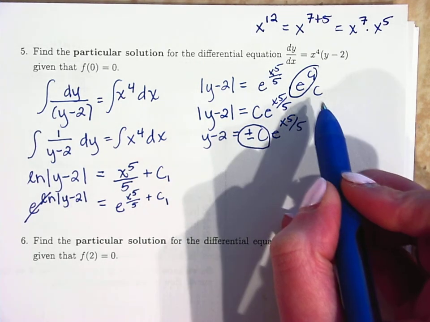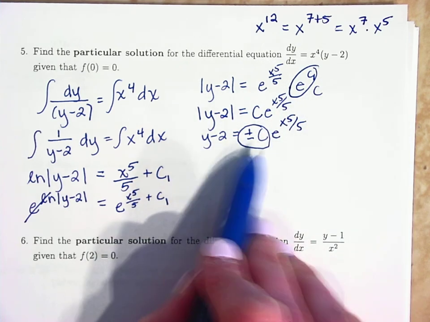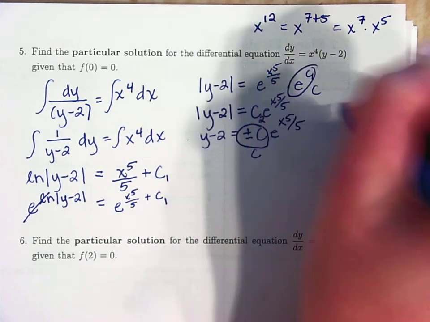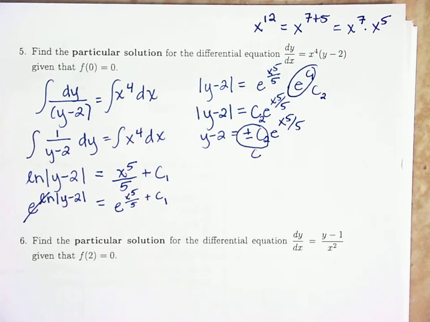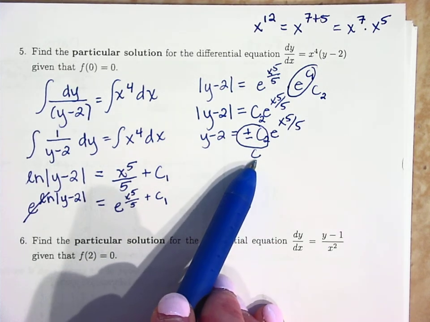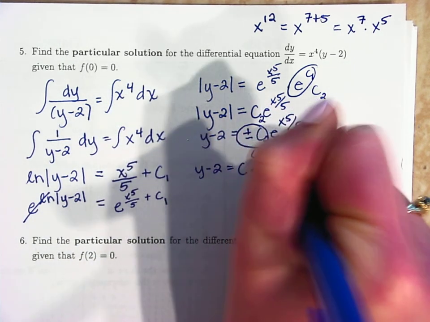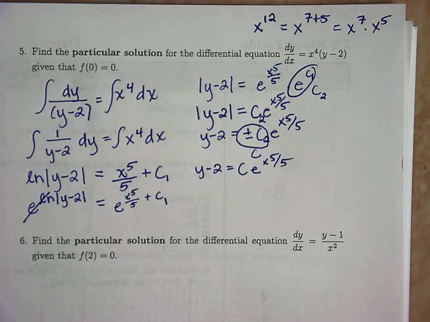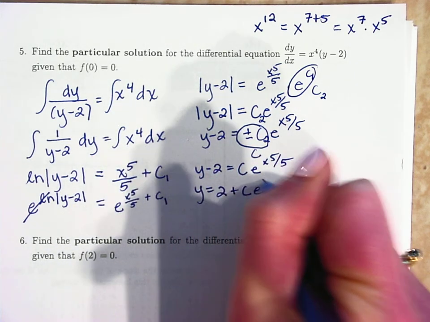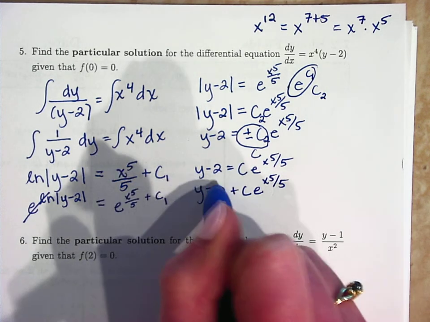But just like up here, when I called e to the c sub 1 c, now I'm going to call plus or minus c my new c value, which means I have to go back and put subscripts on the other c's. So now plus or minus c sub 2, I'm now going to call just plain old c. So now I have y minus 2 equals c e to the x to the 5th over 5. My last step to isolate y is add 2 to both sides. Y equals 2 plus c e to the x to the 5th over 5. Okay. So it took a little bit longer, but now I have my general solution.